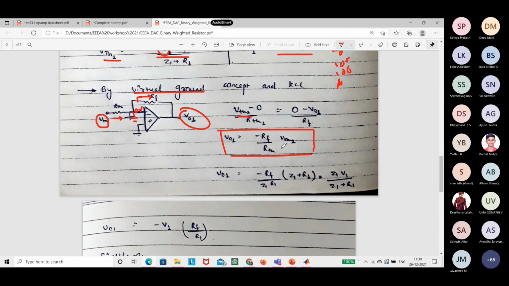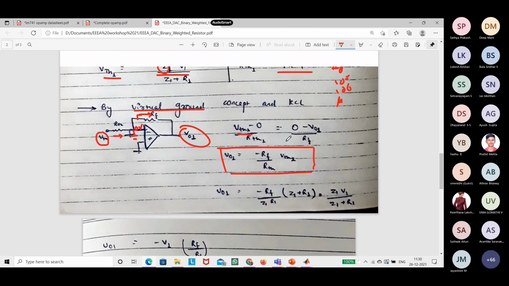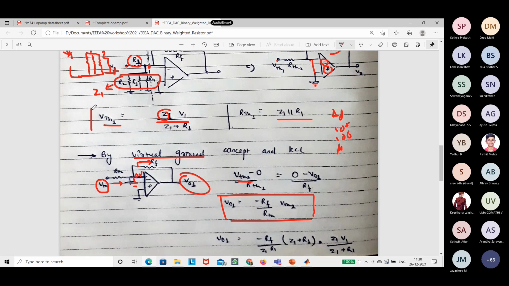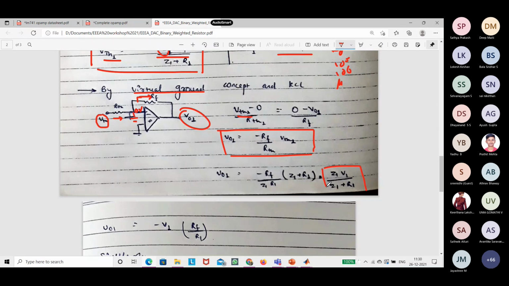And the V Thevenin as well, right? So we have V Thevenin over here. V Thevenin is Z1 into V1, Z1 V1 divided by Z1 plus R1. This is the V Thevenin, and this part is the RF by R Thevenin, right? So this is the R Thevenin.